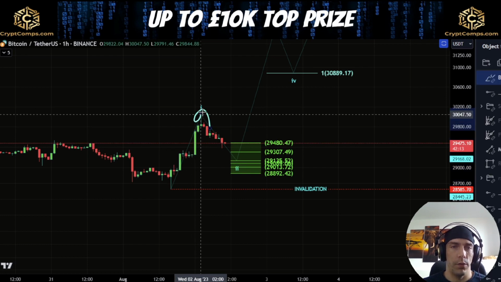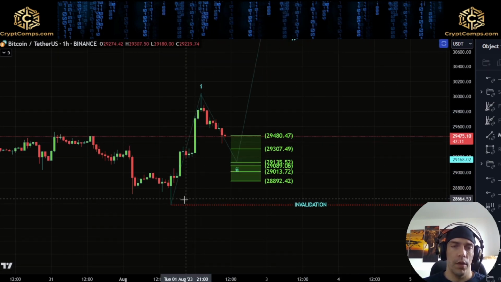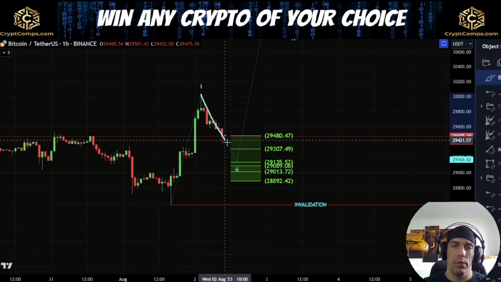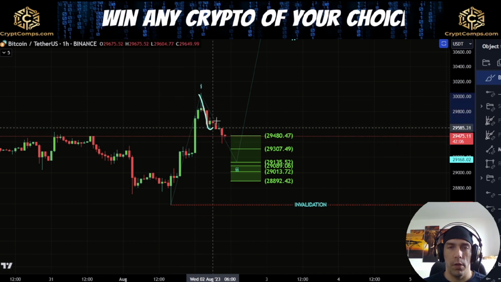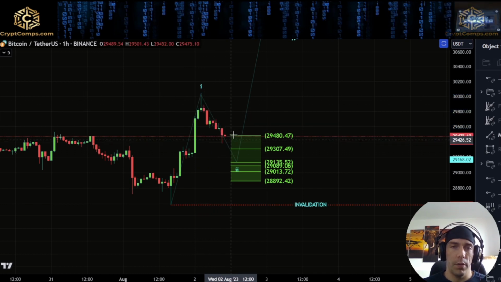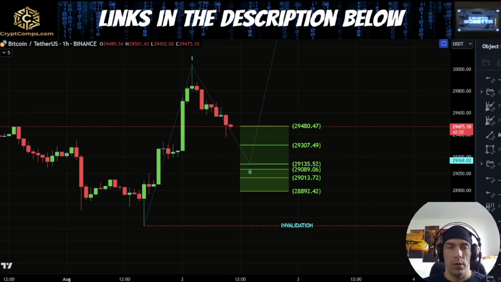So we've had an extension in the fifth wave in this case. Now, if this is the case, what we'd be looking for is effectively a 3-wave move to the downside. We could argue that this is potentially looking complete in here. Possibly we could come down a little bit more.